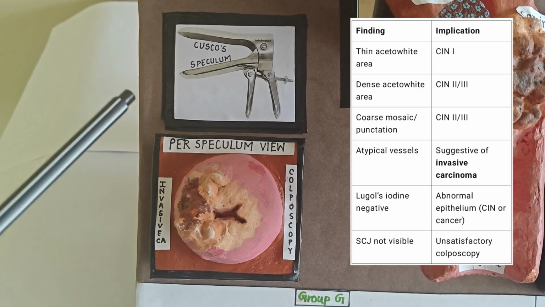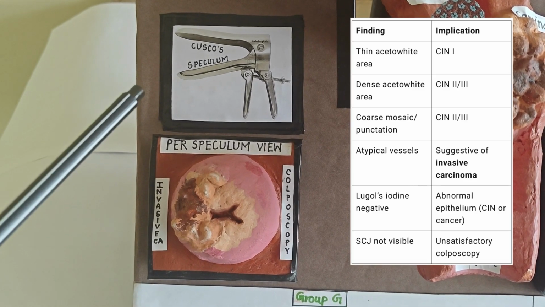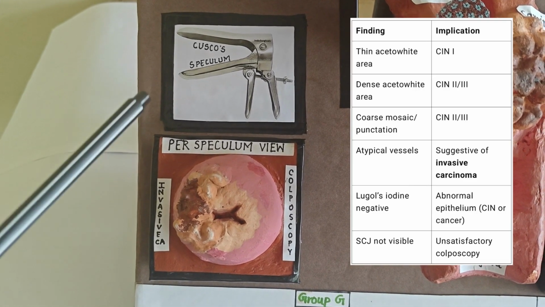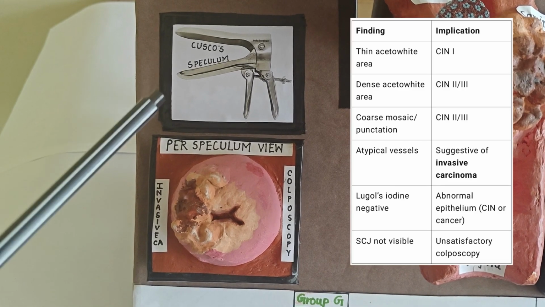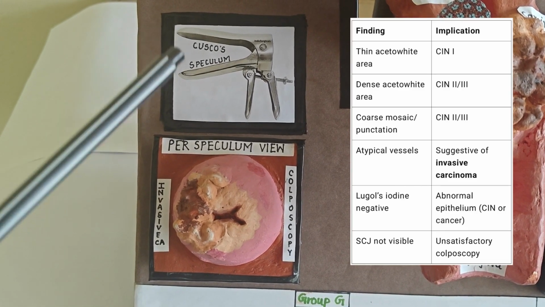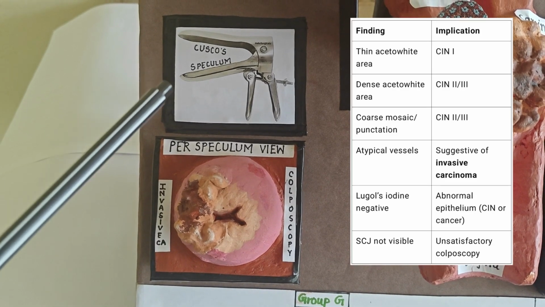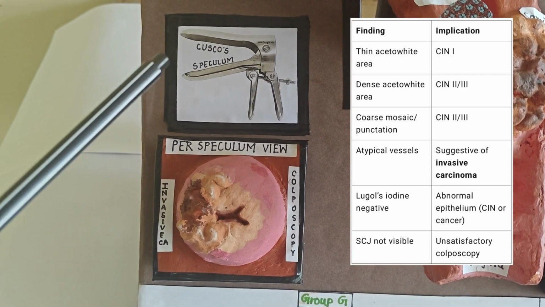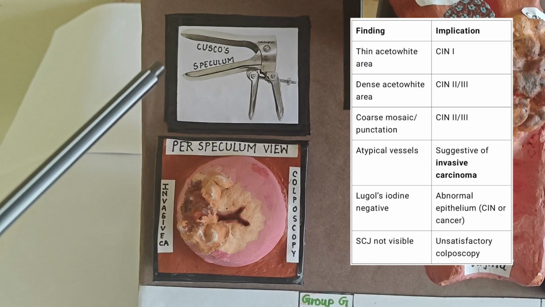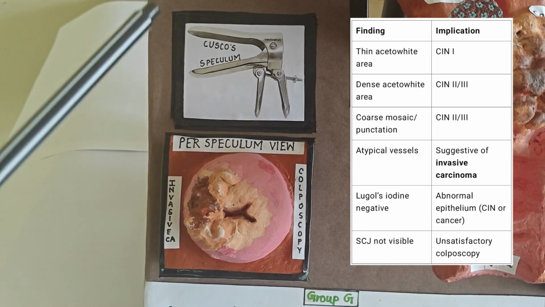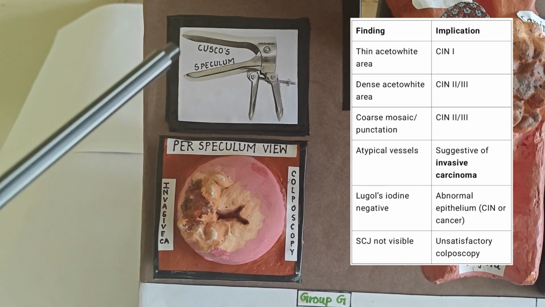Interpretation of this demonstration is: a thin acetowhite area implies CIN1; a dense acetowhite area or coarse mosaic punctuation implies CIN2 or CIN3. Atypical vessels are suggestive of invasive carcinoma. Lugol's iodine negative implies abnormal epithelium, which may be CIN or a cancer, and squamocolumnar junction not visible indicates unsatisfactory colposcopy.